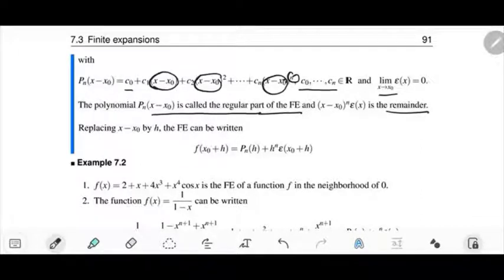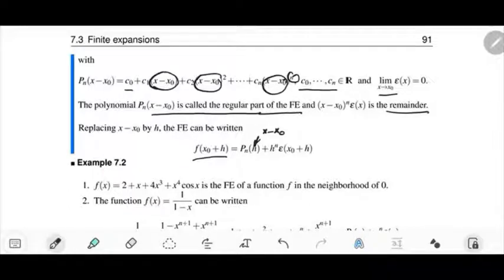Now if you replace x minus x0 by h, we will have something like f of x0 plus h is equal to Pn of h plus h^n epsilon of x0 plus h. Now as I said, let's forget what we discussed about the Taylor expansions, because here we are starting over, saying that if a function can be written as a polynomial plus something that goes to 0 as x tends to x0, we call this a finite expansion, even if this expansion is not written as the expression given in the Taylor expansion. That's why I said let's forget about the Taylor expansion.